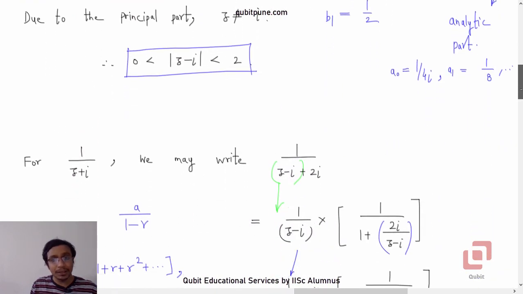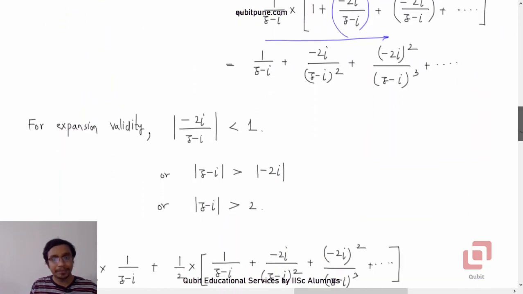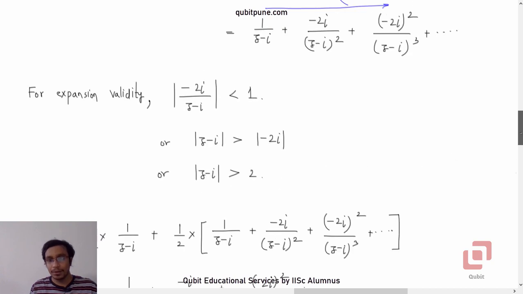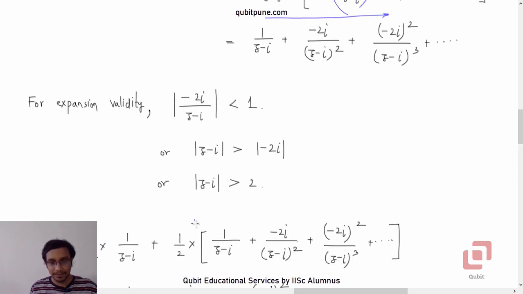If we were to write the Laurent series expansion of f of z for this particular region of convergence, it will be 1 upon 2 times 1 upon z minus i plus 1 upon 2 times the series that we have got here.